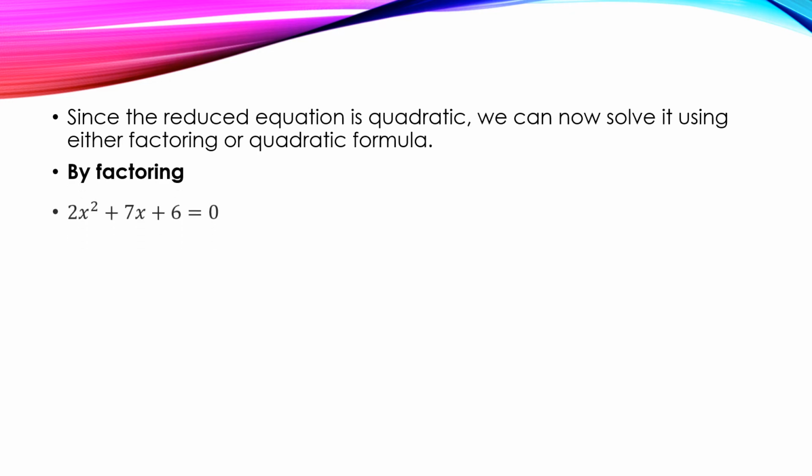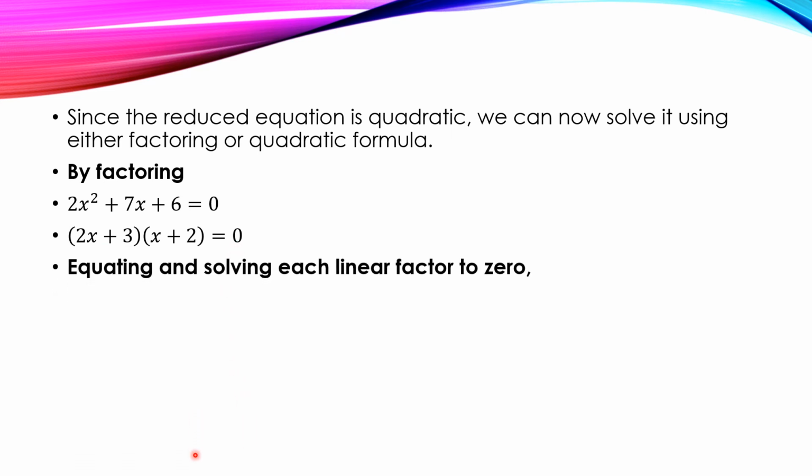So, by factoring, if this is our equation, ang factors niyan ay 2x plus 3 and x plus 2. And then, solving for the value of x, you're going to equate each linear factor to 0. So, you have 2x plus 3 is equal to 0. Therefore, your x is negative 3 over 2. And then, for x plus 2 is equal to 0, your x is equal to negative 2. So, this is the two remaining solution roots for this problem.